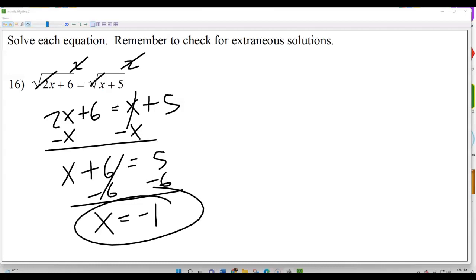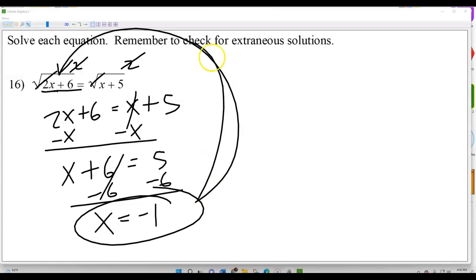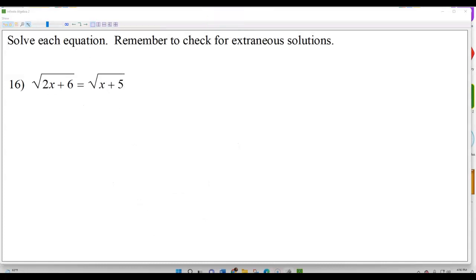-1. Now we have to make sure that that works. If you plug a -1 into this radical, will it give you a negative underneath? Well, let's see. 2 times -1 is -2, plus 6 is 4. So that's okay. You can take a square root of 4. Or what if you plug it in here? You have to check the other one also. -1 plus 5 is 4, and that's okay also. So we have a good answer. The answer is -1. Just make sure it doesn't make any of your square roots turn out to have a negative under the square root.